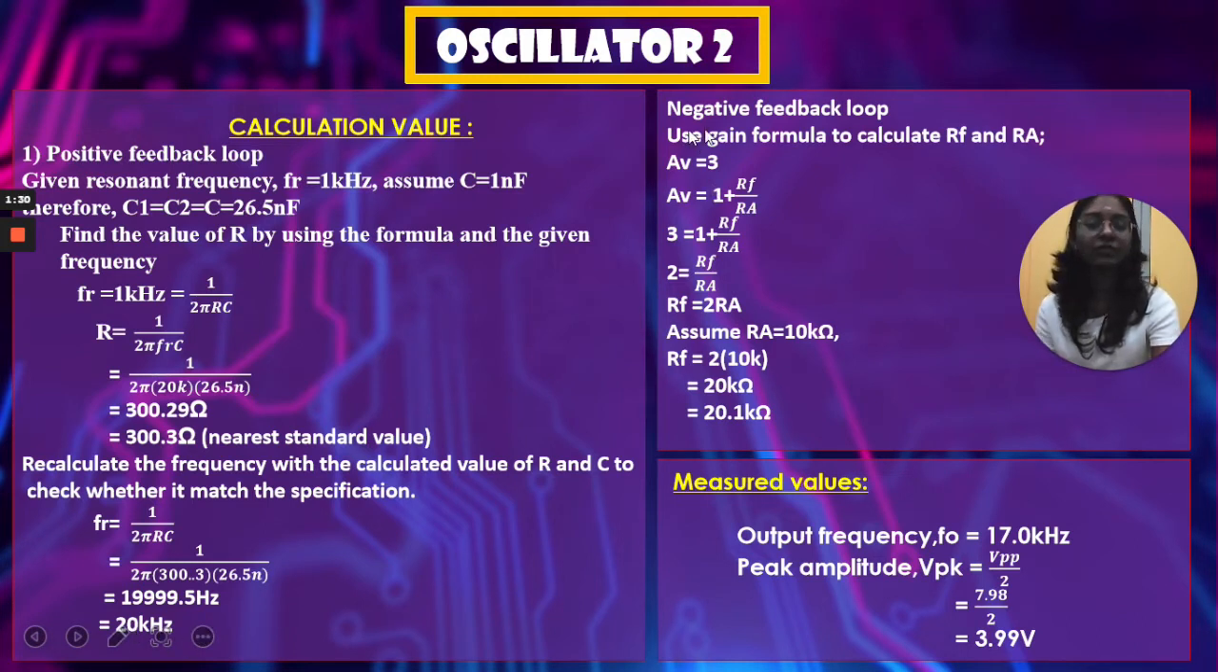Okay, let's move to the negative feedback loop. Use the gain formula to calculate RF and RA. Av equals 3. Av equals 1 plus RF over RA. 3 equals 1 plus RF over RA. 2 equals RF over RA. RF equals 2 RA. Assume that RA equals 10 kilo ohms. RF equals 2 times 10 kilo. The answer is 20 kilo ohms. Then the nearest value is 20.1 kilo ohms.